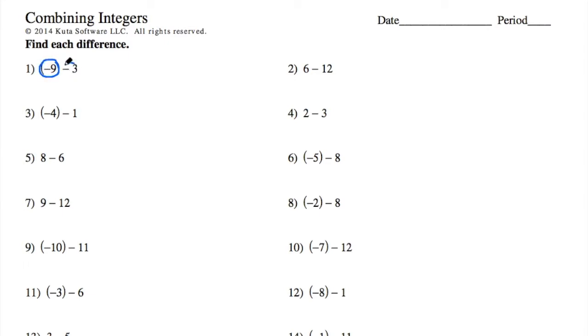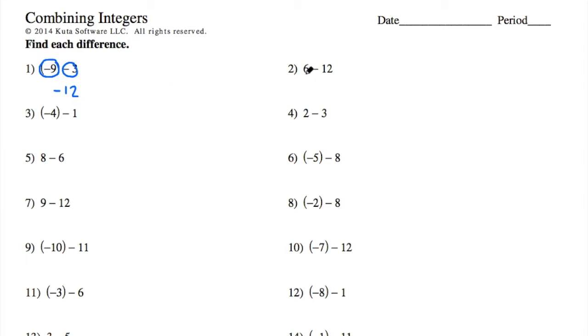I have -9, I have -3. I have 9 negative signs, 3 more negative signs. I have a total of 12 minus signs there. So that is a -12. I combined -9 and -3, or you could say I took 3 away from -9. However you like it, that is -12.